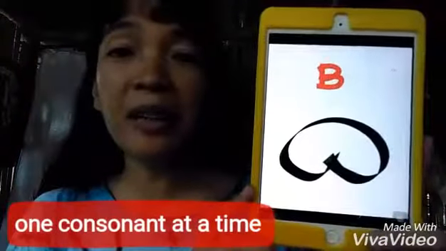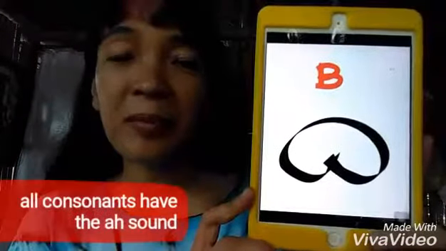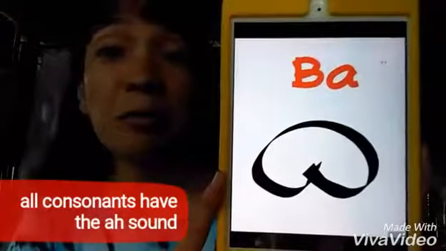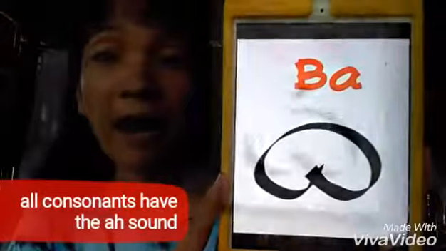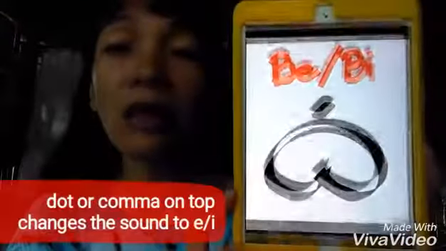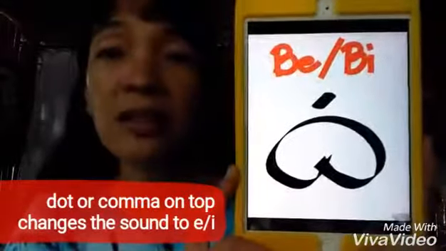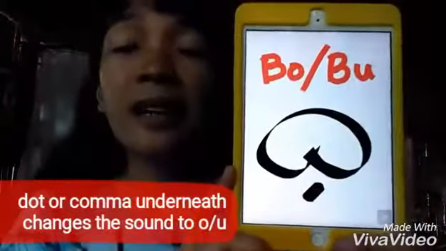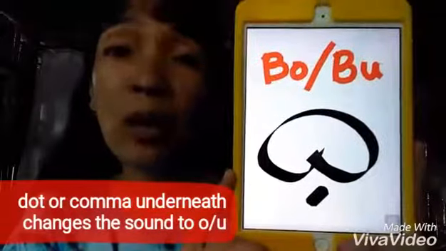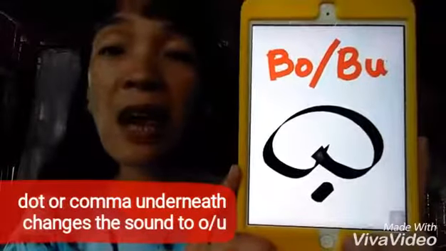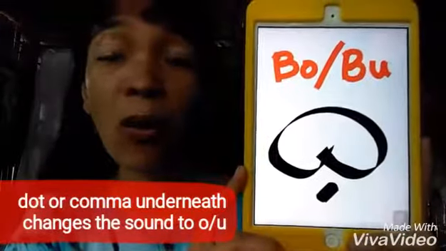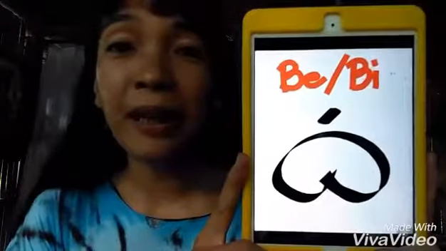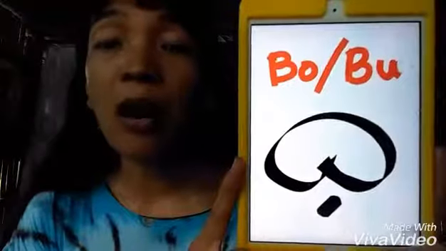The B in Baybayin is written this way. It's always pronounced with the A sound. You say it as ba, ang letrang ba. A dot or a comma on top of the letter ba will change the sound to be or bi. If the mark is written below the letter ba, the sound would then change to bo or bu. Ba, be, bi, bo, bu.